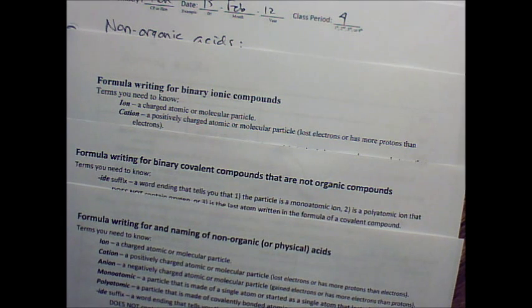I just have the first one and the last one. I don't have the middle one. So you need binary covalent compounds that are not organic. You need to know what they are. There you go. All right, everybody got that written down?